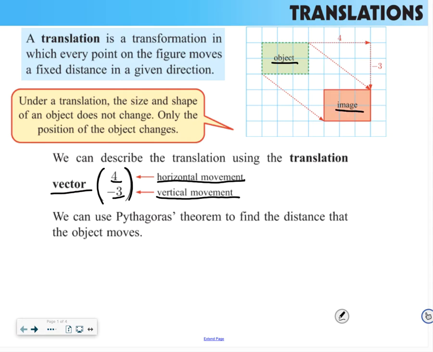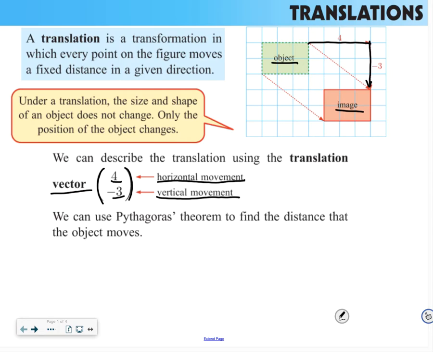Okay, so we can see this object moved 4 to the right. Okay, and right's positive, left's negative, just like on our coordinate plane. And then a vertical movement of -3, we're going to move the object down 3. And just like on the x and y axis, -3 is going down.